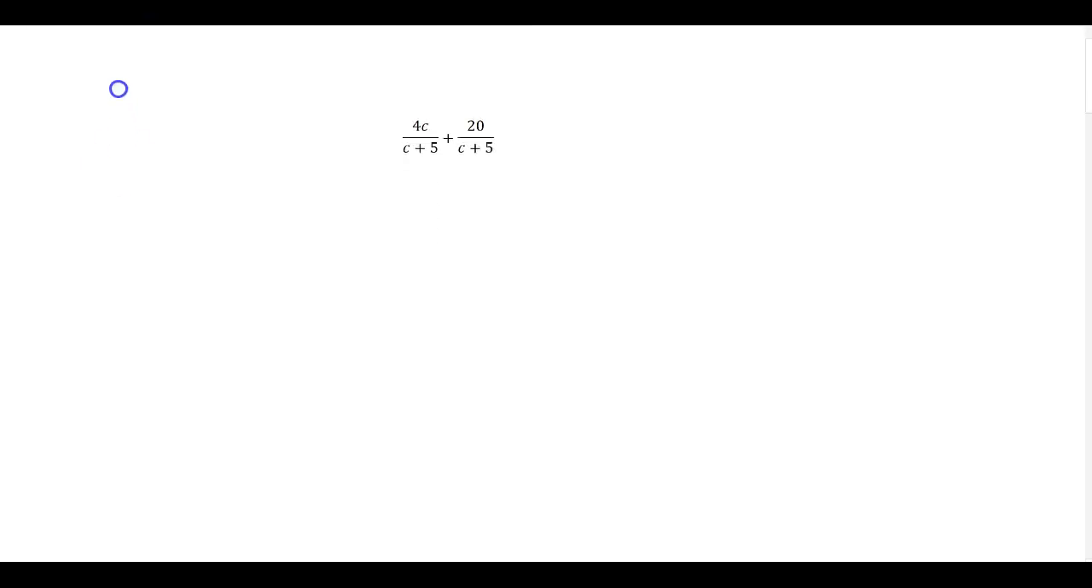So let's look at an example. 4c over c plus 5 plus 20 over c plus 5. Now notice in this particular one, my denominators are actually already the same. So I'm going to end up with a c plus 5 on my denominator. My numerator, since I didn't have to change anything, I'm just going to take 4c plus 20. Remember that we cannot combine these two terms because they're not common. One has a variable, one does not. So we cannot combine those. So that's as much as the adding as we can do.